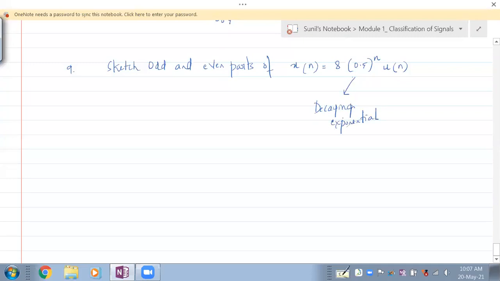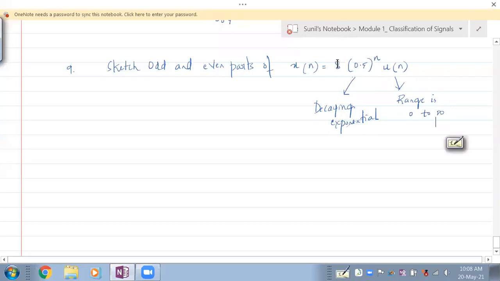Fine. Then you have to multiply that decaying exponential by 8. That we shall do. And what is this telling? It is telling that x of n ranges from 0 to infinity. So this is 0.5 to the power n into 8. And it ranges from 0 to infinity is what you should understand. Fine. So let's go now.